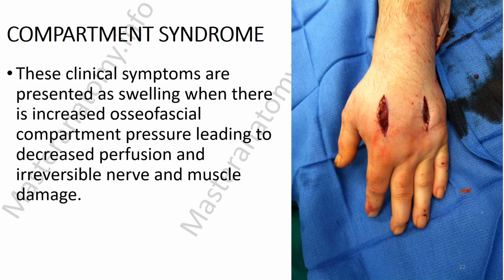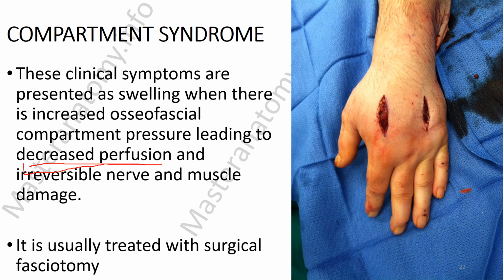So now in compartment syndrome, there is also a fascial increase in pressure. So there is an increase in the pressure in the compartment, causing irreversible nerve damage and sometimes muscle damage. Now, this muscle and nerve damage is caused by decreased blood perfusion, and it can be treated by fasciotomy, that is the removal of a part of the fascia.